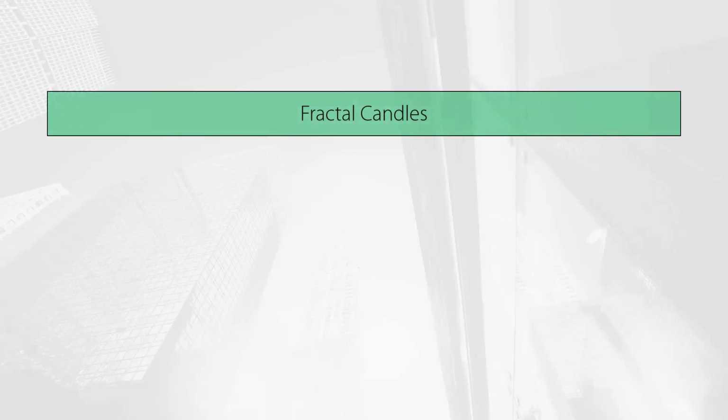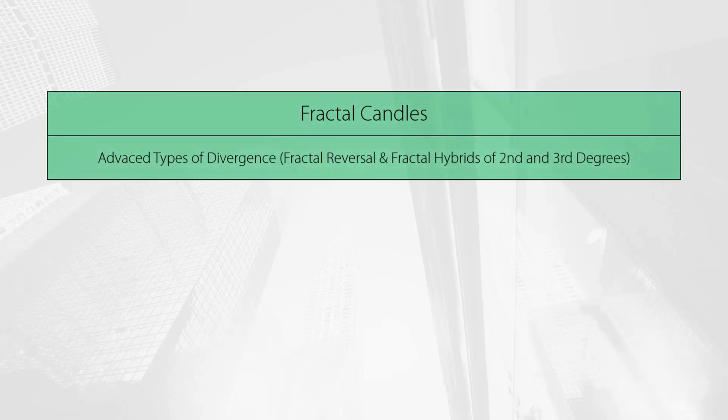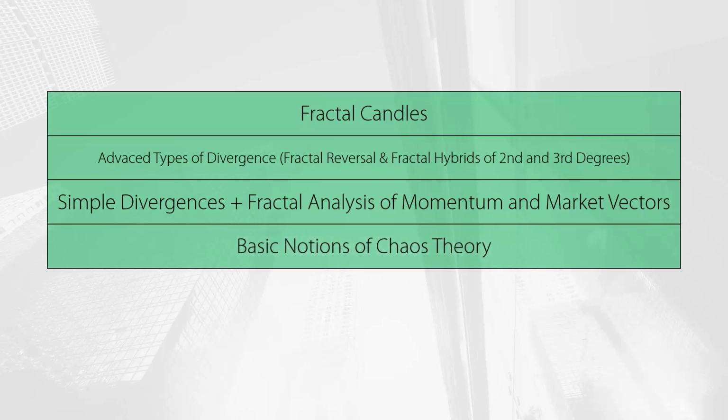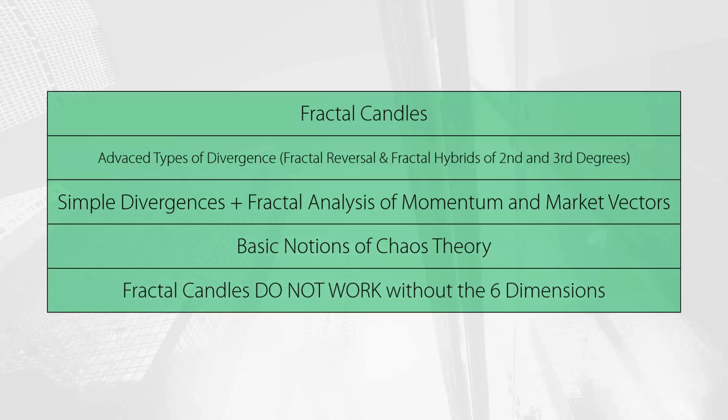Fractal candles are immediately attached to the idea of advanced types of divergence studied in the fractal flow method, which are the fractal reversal and the fractal hybrid divergences that vary within 2 and 3 different degrees. These types of divergences cannot be understood without knowing the simple types of divergence combined with the fractal analysis of momentum and market vectors. Fractal analysis cannot be understood without a good idea of simple principles that are found in chaos theory, and at last, fractal candles cannot be properly applied without the 6 dimensions of a professional strategy to filter out the naturally produced bad signals.